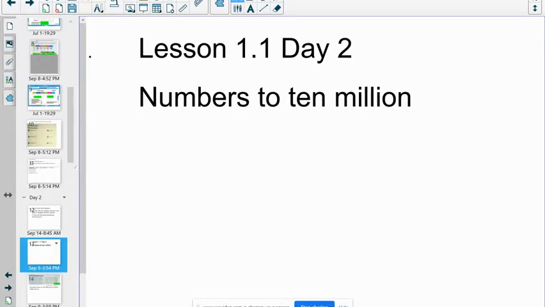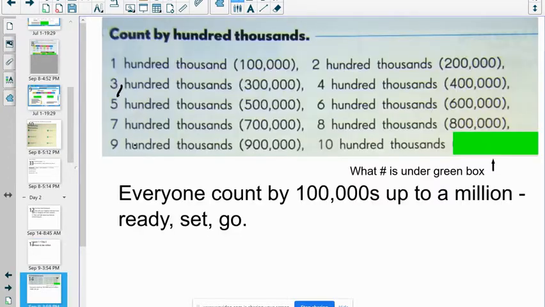So we're going to continue our study of lesson 1.1, day 2, looking at numbers through 10 million. And looking at this slide here, you're just counting by 100,000s: 100,000, 200,000, 300,000, 400,000, 500,000, 600,000, 700,000, 800,000, 900,000, and 10 of the 100,000s. What would that look like?